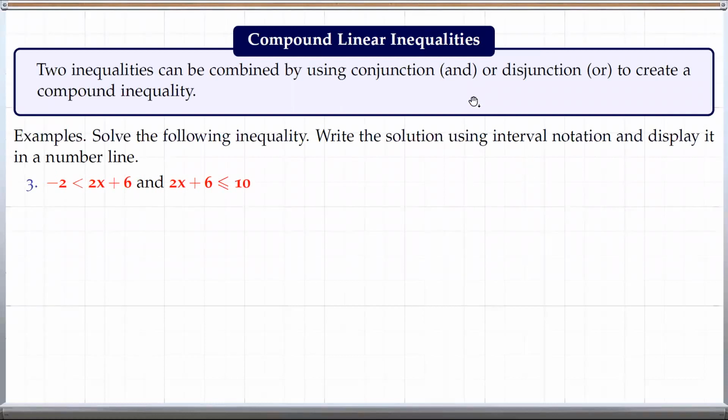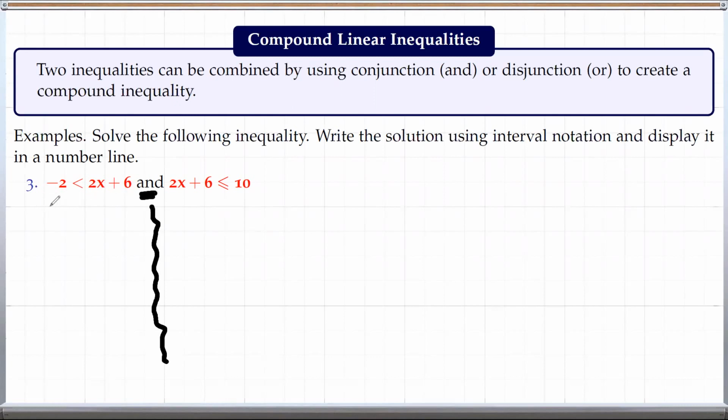So here we are given a compound inequality as two inequalities connected by AND. So the same process will apply. So to solve this, we just need to solve these two individually, and then at the end connect the two solutions by AND. So let's try to do that.